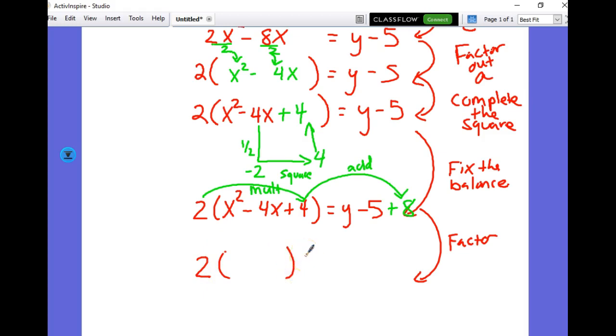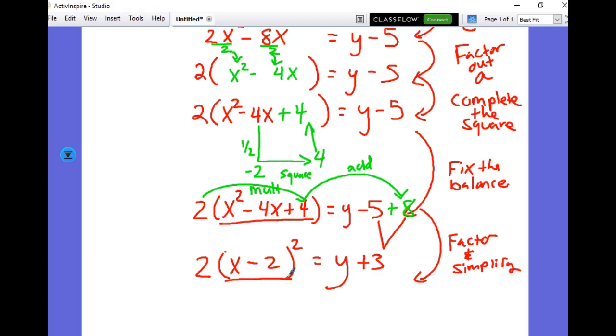But what you get when you factor this is x squared minus 4, I'm sorry, that's not correct, it's x minus 2 squared. We can also combine these together here. So negative 5 and 8 make 3. So I guess we could say factor and simplify. Now if you don't know how I got from here to here, I'll show you in a minute, but basically it's just factoring.